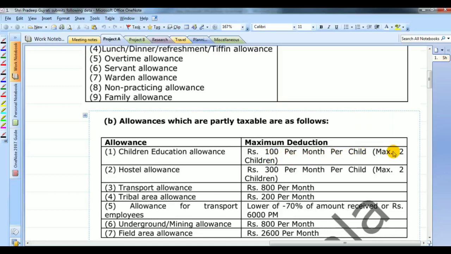You can have more than 2 children, but you cannot have a deduction for more than 2 children.